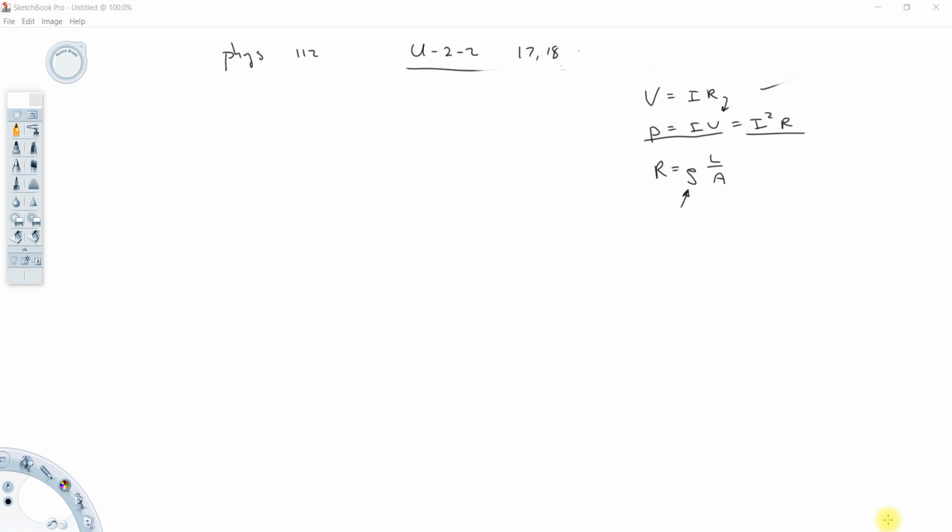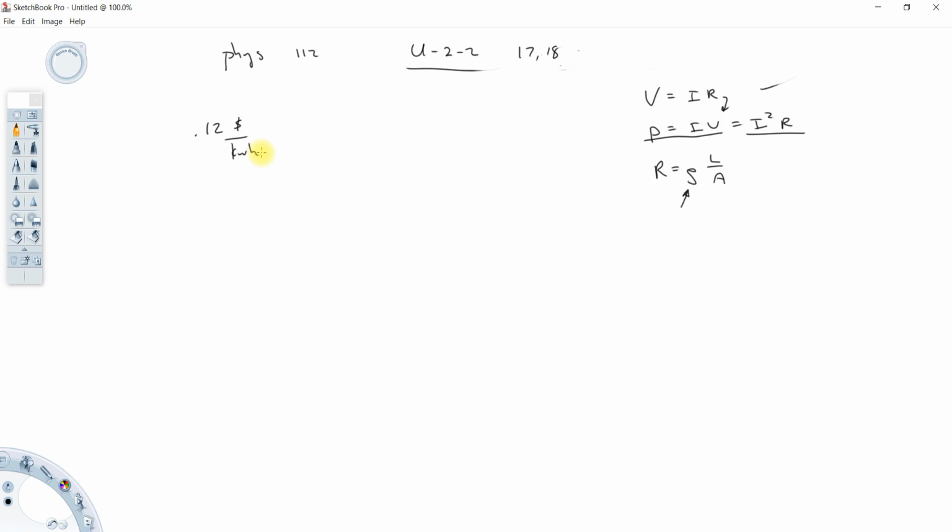We're going to discuss problems 17 and 18 in your Unit 2, homework number 2 here. So 17 is about electrical energy costs, and there's a number given, 0.12 dollars per kilowatt hour. That's an electrical cost, the rate at which a power company would charge you for your electrical usage.